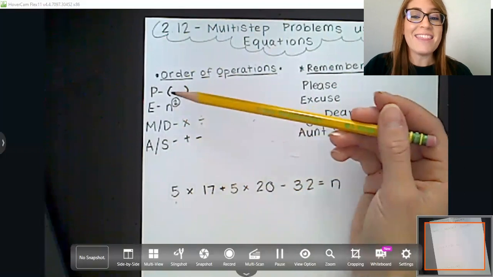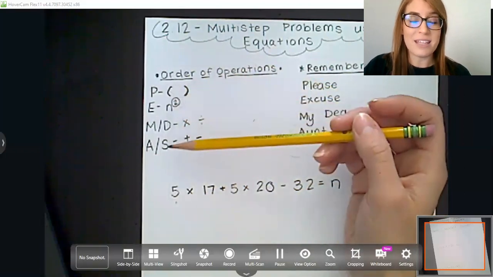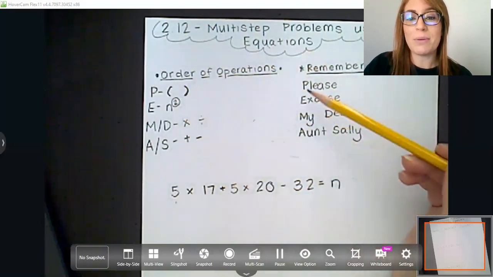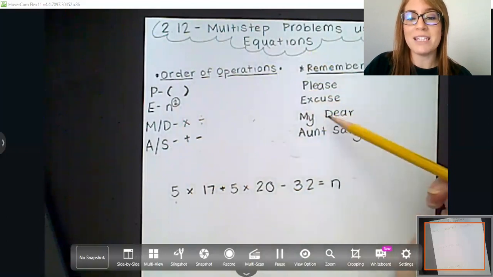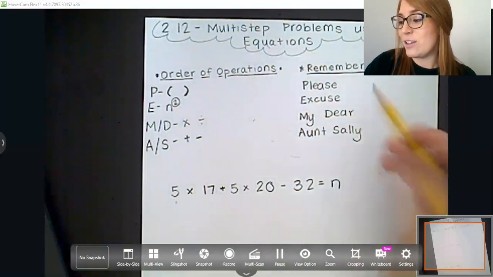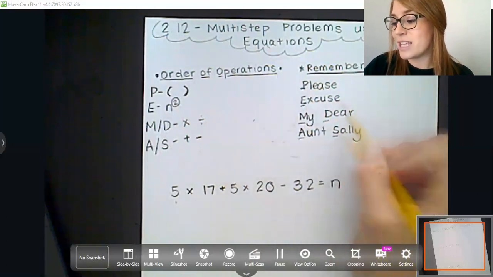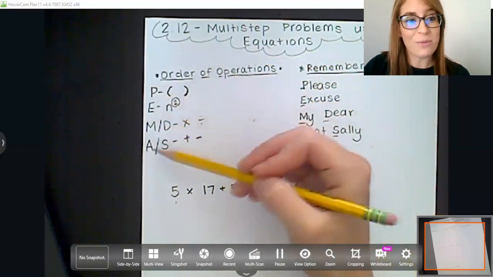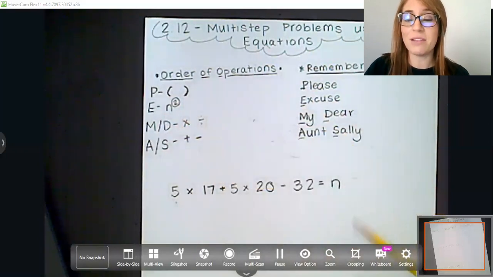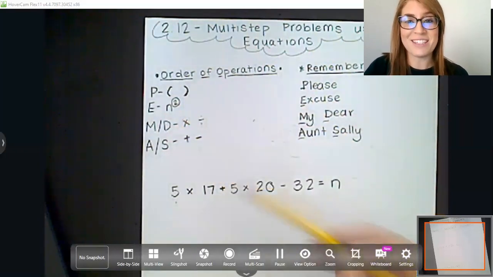All right. And the easiest way to remember the steps to order of operations is to remember, please excuse my dear Aunt Sally. And you can see all of those beginning letters stand for one of the operations that we will solve. All right, so let's jump right in and go ahead and solve this problem.